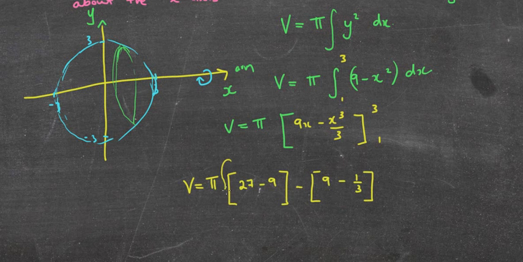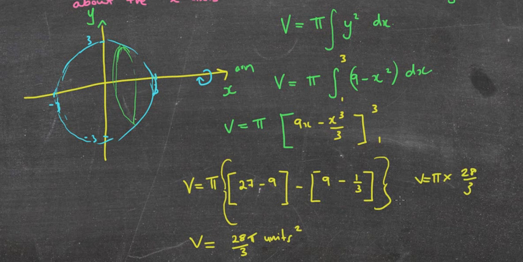Now notice that this pi is out the front of that whole thing, so I need to make sure I keep it there, and then I simply put that part of it into my calculator, 27 take away 9, etc. And then what I'll get is 28 over 3 times pi units squared. Or you get pi times 28 over 3, which is 28 pi over 3 units squared. Actually, it should be units cubed, shouldn't it? Not squared, so my bad there. You can put that as an improper fraction if you wish as well, or as a mixed number, but I'll leave it like that there.